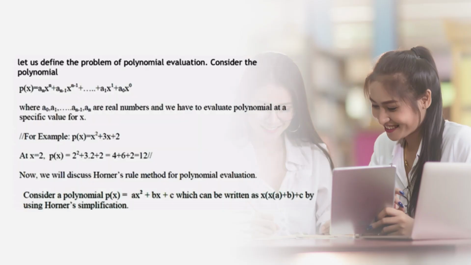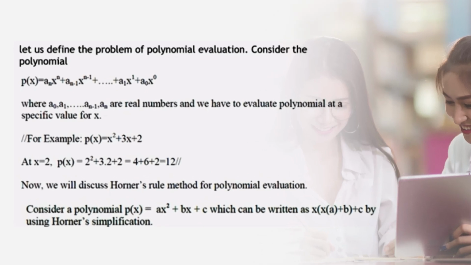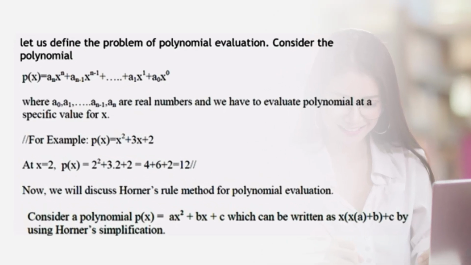So, the next topic is Horner's rule for polynomial evaluation. How do we evaluate a polynomial using Horner's rule? Generally, how do we evaluate a polynomial at a given point x? Let us define the problem of polynomial evaluation. Consider the polynomial p(x) equals a_n x to the power n, plus a_(n-1) x to the power n minus 1, and so on, plus a_1 x to the power 1, plus a_0 x to the power 0, where a_0 to a_n are real numbers, and we have to evaluate the polynomial at a specific value for x.